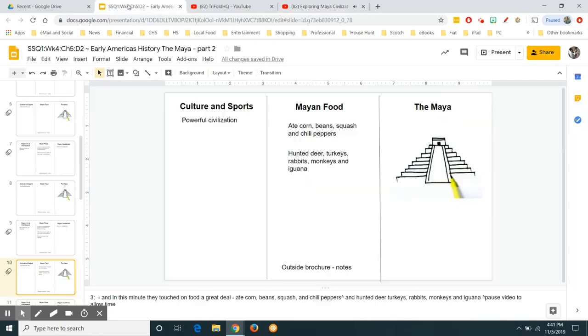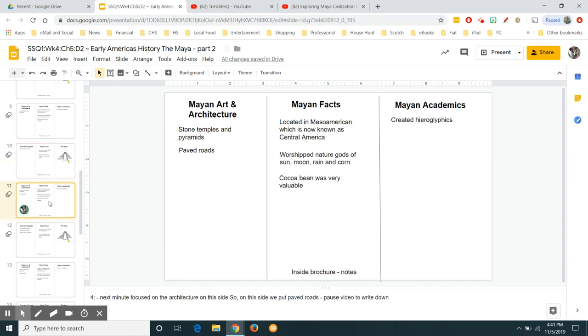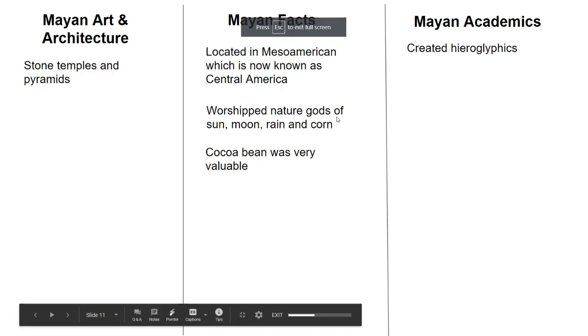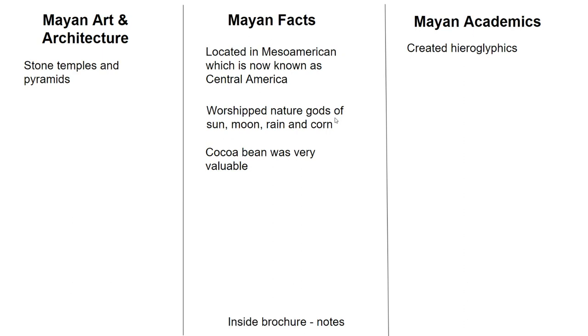And pausing there, flipping back over. Let's see where we're at here. Okay, so we had architecture in this presentation. So the next minute focused on architecture on this side. So on this side, we need to put down paved roads. Remember, they created stone temples and pyramids, but they also created paved roads in this section. Please pause the video and write that down so that you can have that for your brochure.